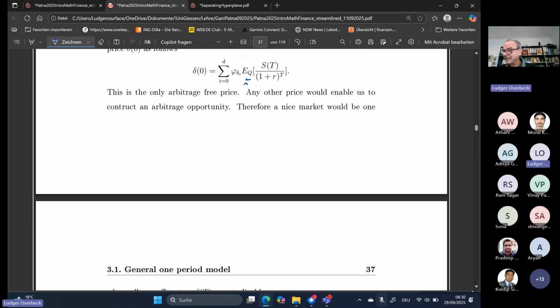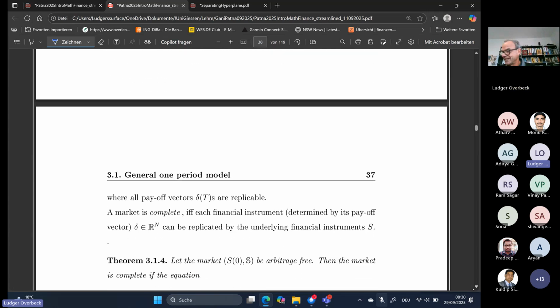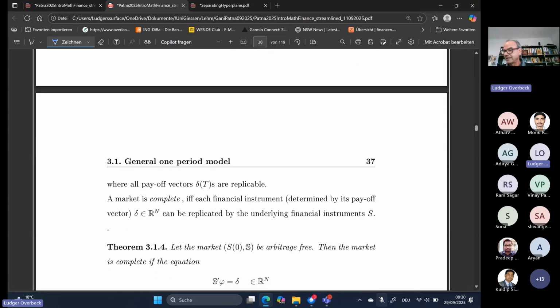So therefore, we prefer markets where you can replicate everything. And this market we call complete. A market is complete if each financial instrument, determined in this case by its payoff vector delta in R^n, so a financial instrument equals a vector in R^n. It's mathematically just another word for a vector in R^n. In our world of mathematical finance, we call this a derivative, contingent claim, whatever you like, your preferred term for this. Mathematically, it's every vector in R^n.